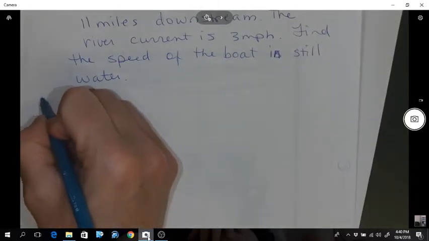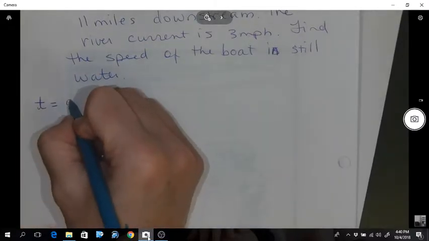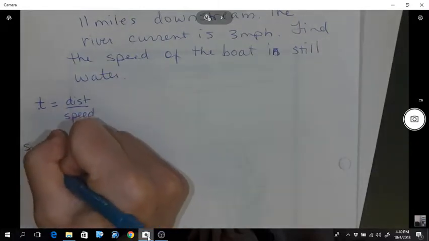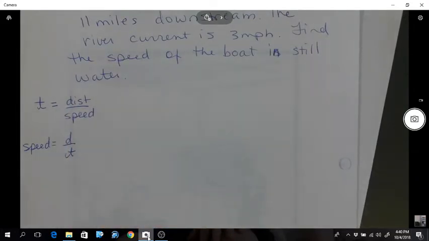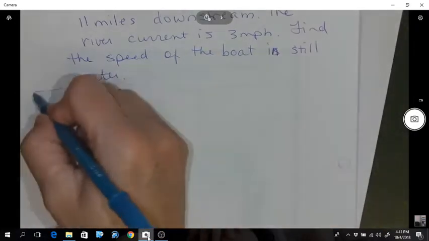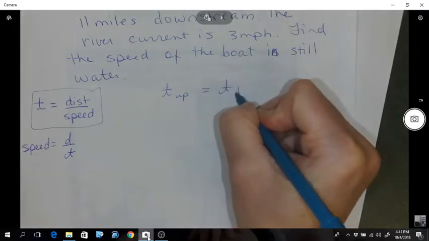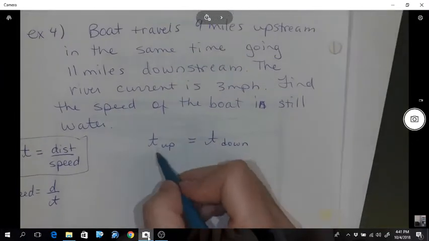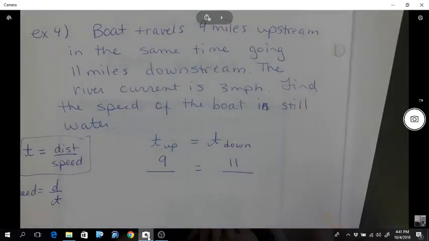Okay. So we know, I'm going to give you this formula. Time is equal to the distance divided by speed, right? Because you probably know that speed is equal to distance divided by time. So if you just maneuver that formula, you get time is distance divided by speed. Okay, so I'm going to use this, and I'm going to say the time you go up is equal to the time you do your travels down. Okay, so going up, your distance is 9 miles. Going down, your distance is 11.